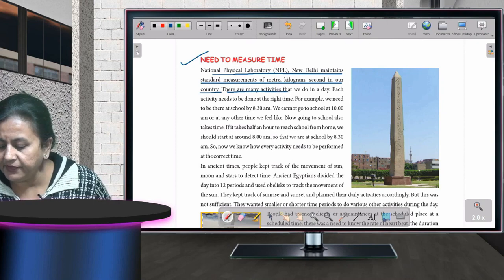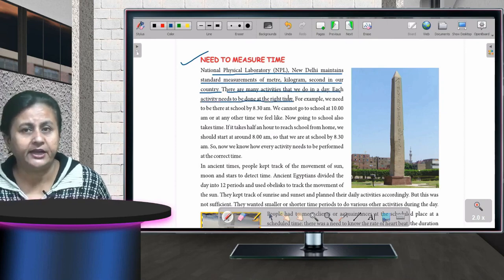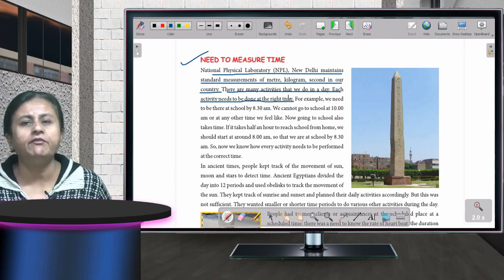There are many activities that we do in a day. Each activity needs to be done at the right time. That I told you right now also. Whatever activities we are doing, it has to be done on a proper time.